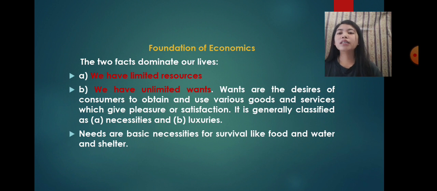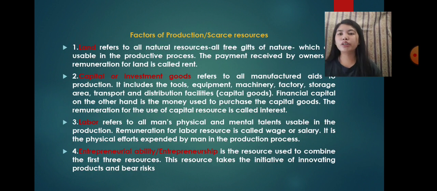So needs are basic necessities for survival, like food and water and shelter. Needs are different from wants, because wants are what we desire, what we can live without. But we can't live without the things we need, like food, water, and shelter. So next are the factors of production or scarce resources.